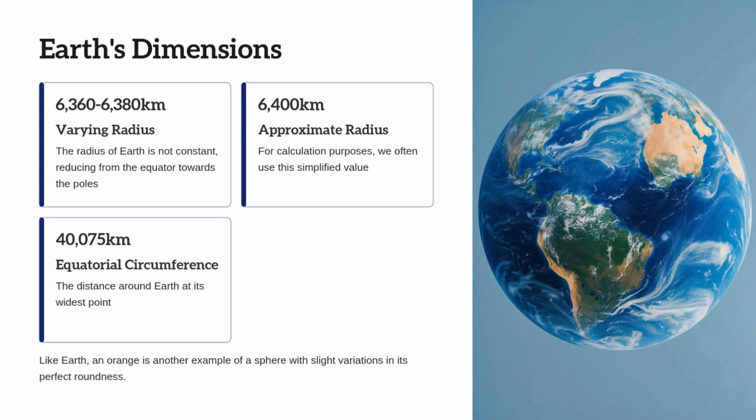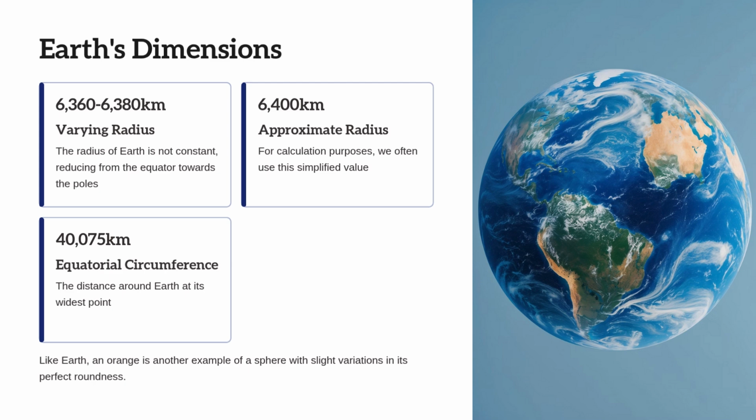Earth's dimensions: 6,360 to 6,380 kilometers. Varying radius. The radius of Earth is not constant, reducing from the equator towards the poles. 6,400 kilometers. Approximate radius. For calculation purposes, we often use this simplified value.